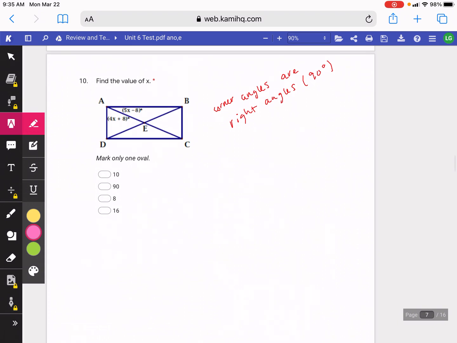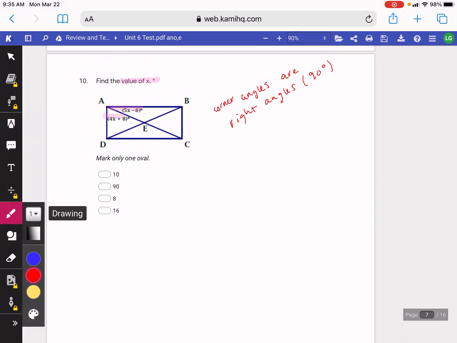This next question wants us to find the value of x. Well, if you look at where these two angles are located, they make up the top corner angle, and we learned that the corner angles are all right angles or 90 degrees. So that means I can add these two together, 4x plus 8 and 5x minus 8. And together they're going to sum to 90 degrees because they form a right angle.